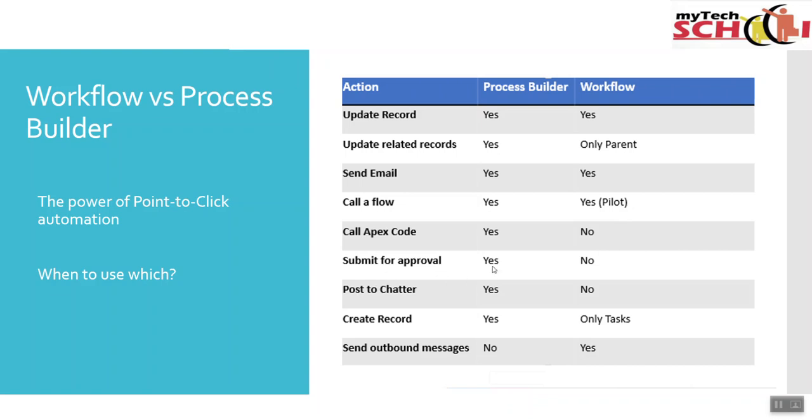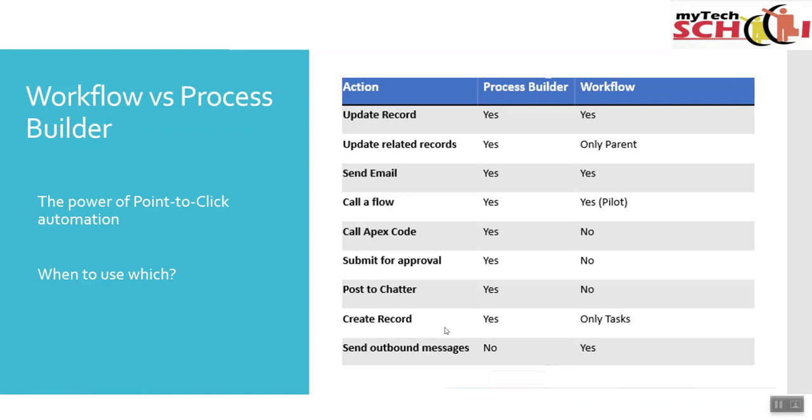With process builder you can submit for approval. Again, with workflow you cannot. With process builder you can post to Chatter. Workflow cannot do that. With process builder you can create any record that you wanted to. So let's say for example you have a candidate object which identifies a candidate as hired. Now you can create an employee record in your system just through process builder, whereas with workflow you can only create a task. You cannot create any other standard or custom object records. And finally, workflow can send outbound messages, whereas process builder cannot.